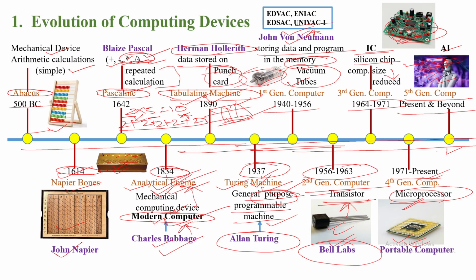Then the Turing machine can solve any type of problem. Any type of problem can be solved by the Turing machine, so that's why it is called a general purpose programmable machine. Who gave it? Alan Turing. Then the first generation to fifth generation started. And nowadays, which generation are we in? Fourth and fifth. We are working here only. Okay.